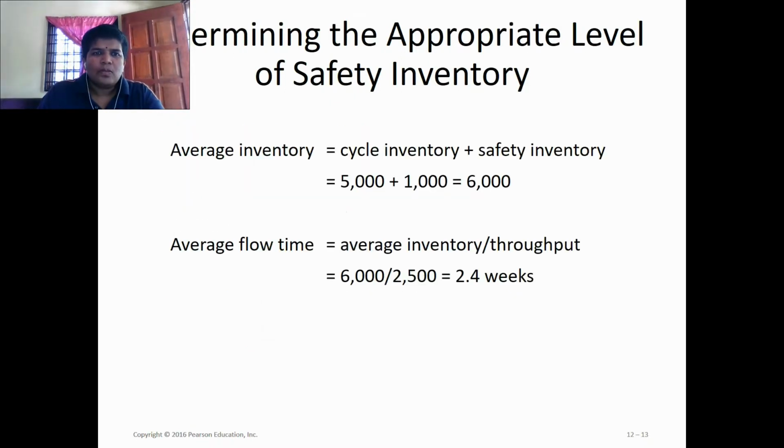Okay, so to calculate the average inventory, it is the cycle inventory plus your safety inventory. We already got both values in the previous slide. So cycle inventory 5,000 units plus 1,000 units of safety inventory, that will come up to 6,000 units. That is our average inventory. When we look at the average flow time, it is simply average inventory divided by throughput. So 6,000 divided by 2,500, you will get 2.4 weeks. Okay.